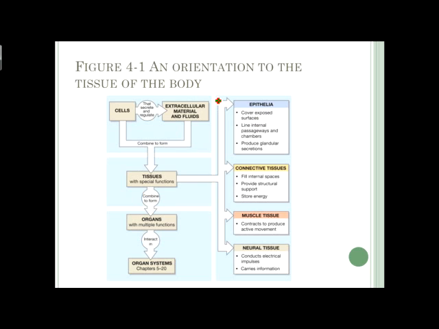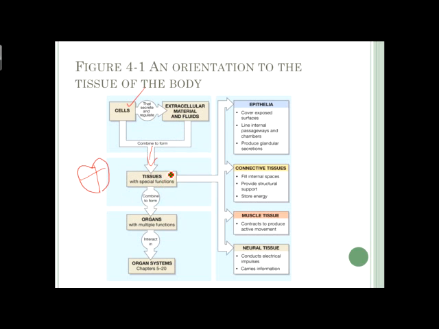And this is figure 4.1 in your books, an orientation of the tissues to the body. So the first thing we need to look at here is we have cells. And the cells have a specific job. They're either going to secrete and regulate extracellular material and fluids. So this is how that specific type of tissue is going to interact with the environment. And these cells pretty much combine and they form tissues. An example of this is going to be the heart tissue again.